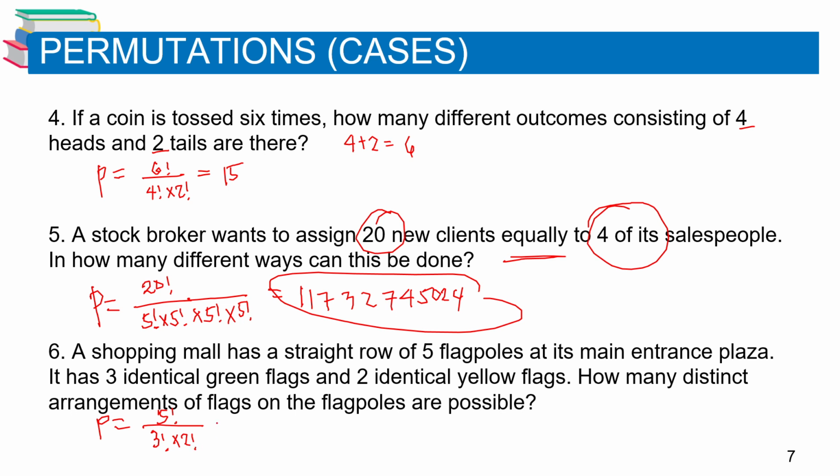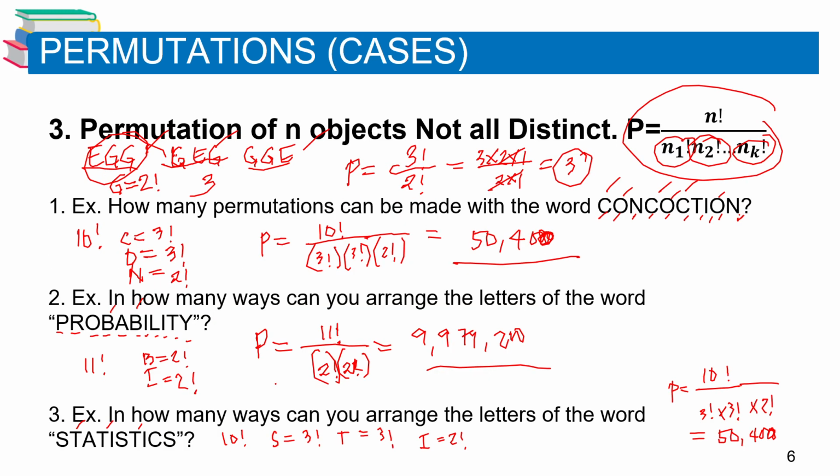So by the use of calculator, let us compute this one. So 5 factorial over 3 factorial times 2 factorial. The answer is, okay, 10. So these are the cases for permutation, this part, number 3.